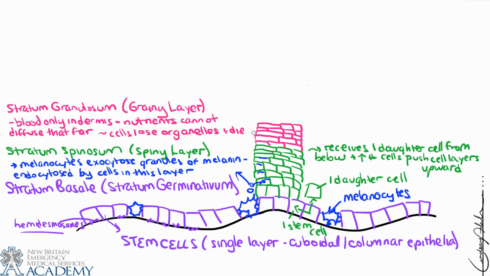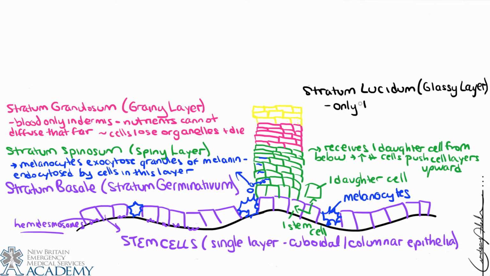The next layer is the stratum lucidum, or glassy layer. This is the layer that we mentioned is only found in thick skin. The cells of this layer appear transparent, and there are probably only about 2 or 3 layers of cells here. This is a very small number of layers.